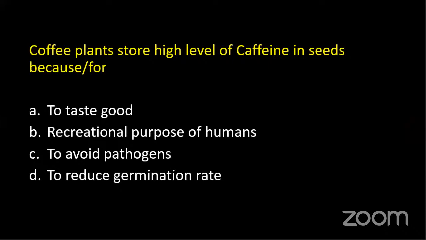Okay. So coffee plants store high levels of caffeine in seeds because, or for, to taste good, for recreational purposes of the humans, to avoid pathogens, to reduce the germination rate. Okay. Germination means from seeds the plants will come. Reduce means to decrease. Okay. I'm just relaunching the poll. You can answer.